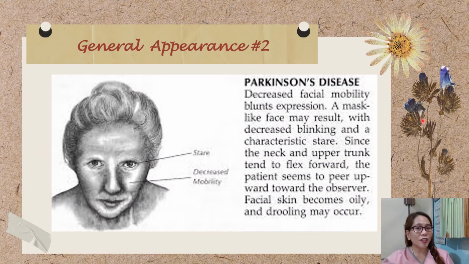So this is another example of your findings for facial expression, abnormal findings, especially for the patients suffering with Parkinson's disease. There is a decrease in facial mobility, blunt expression. It is a mask-like face that may result in decreased blinking and a characteristic stare. Since the neck and the upper trunk tend to flex forward, the patient seems to peer upward toward the observer. So the facial skin becomes oily and drooling may occur.